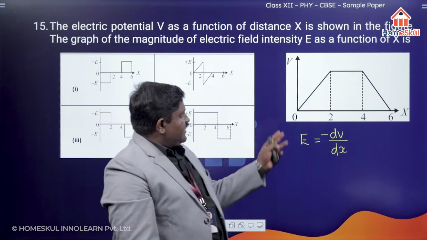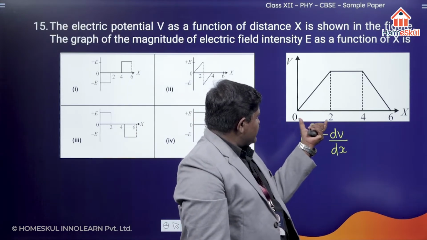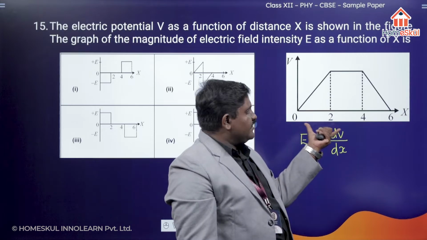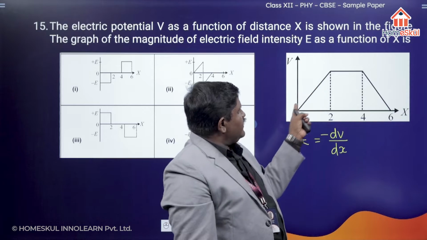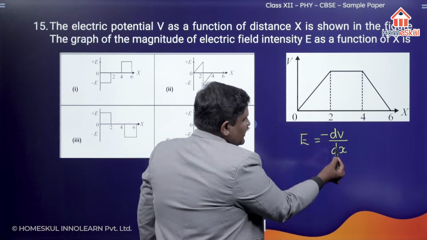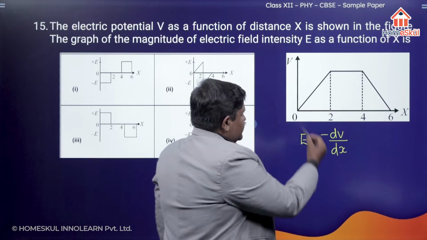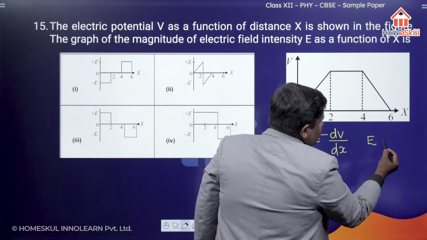Then consider the distance 0 to 2. Here the slope is positive. dV by dx gives the slope, and here the slope is positive. Therefore, E becomes negative.